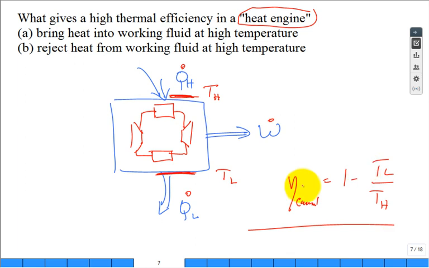And to make a high eta, you want a low TL and a high TH.